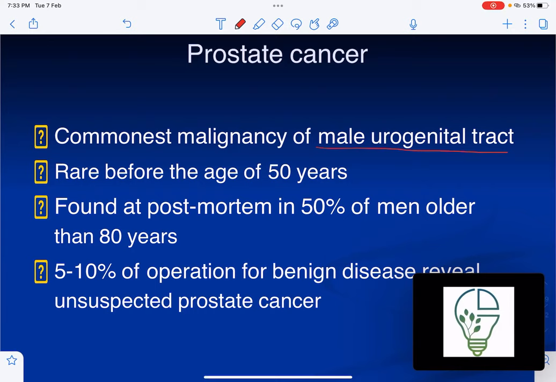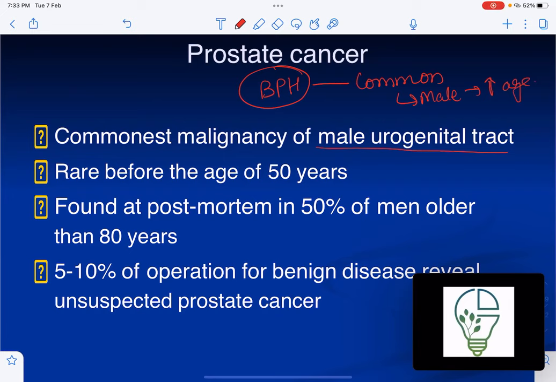The thing about prostate cancer is, as we know, that benign prostate hyperplasia is a very common problem in males that increases with age, right? The symptoms of BPH and prostate cancer are quite similar. They both present with straining in urination, incontinence, urgency, frequency, all of it. So it's very easy to miss a diagnosis of prostate cancer until it's quite advanced.